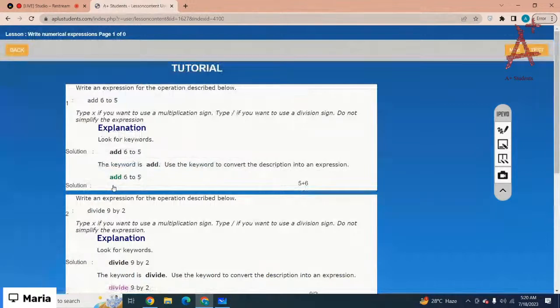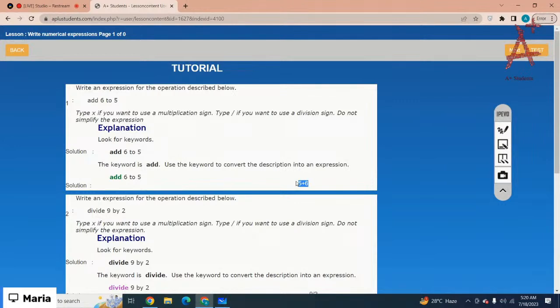Okay, write an expression for the operations described below. You are given the expression in verbal form. You have to write it with the operations. Like add 6 to 5. So you can see the word add, just replace the word add with the sign. Got it? Add 6 to 5, you can write as 5 plus 6. Just insert mathematical operations. Got it?